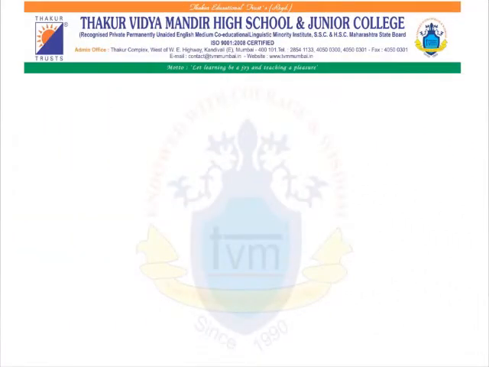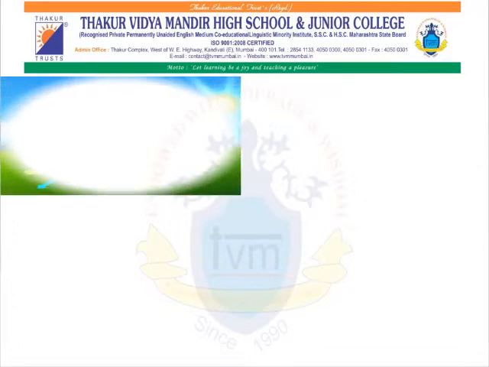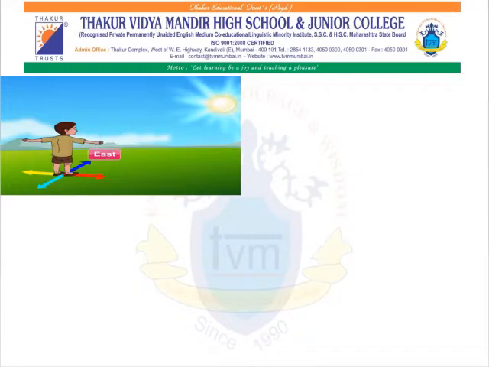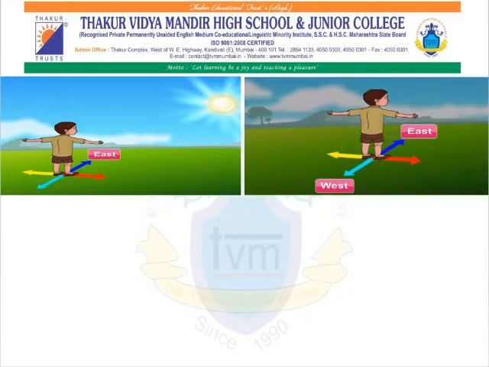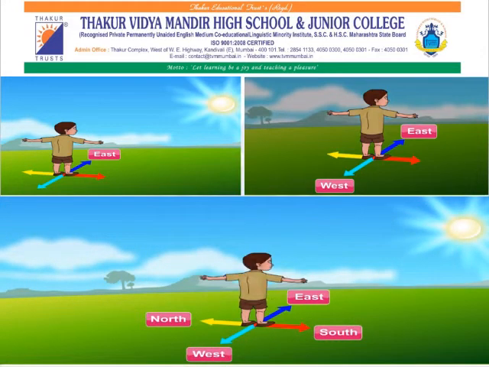Students, let us revise and know about the four main directions with the help of the pictures given. You can see a boy standing with his arms stretched out and facing towards the sun. Children, whenever you stand facing towards the sun, that direction is called the east direction. Opposite to east, we have west. Towards the left hand side, we have north direction, and towards the right hand side, we have south.